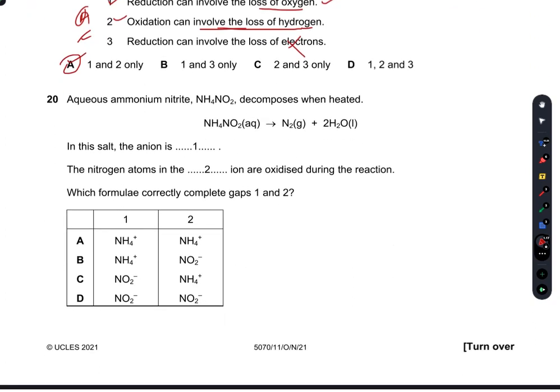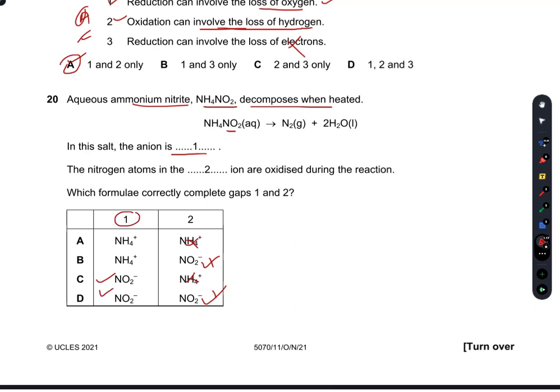Aqueous ammonium nitrite, NH4NO2, decomposes when heated. In this salt, the anion is 1. So in this salt, the anion is NO2 negative. Yes, the anion has a negative charge.